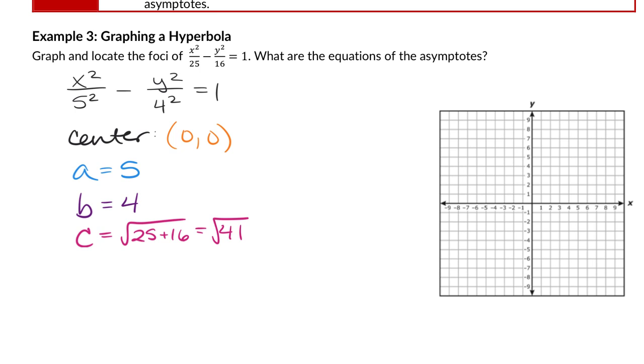Okay, we need to find the vertices. If we know that the A value is 5 and the center is at 0, 0, where are your vertices?